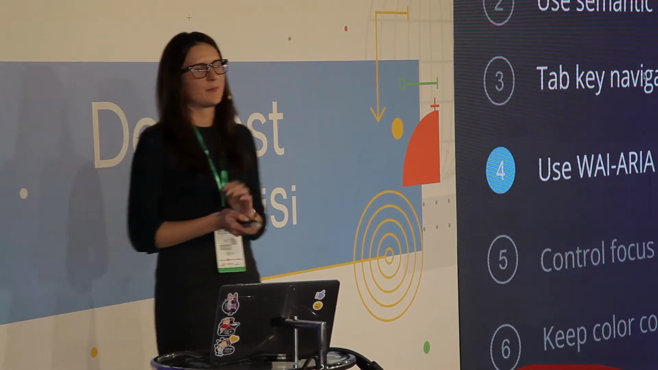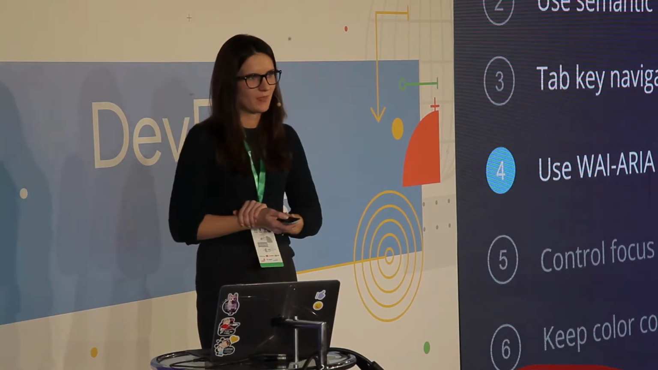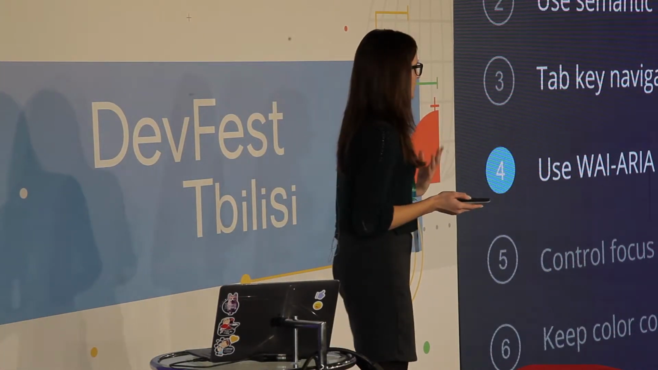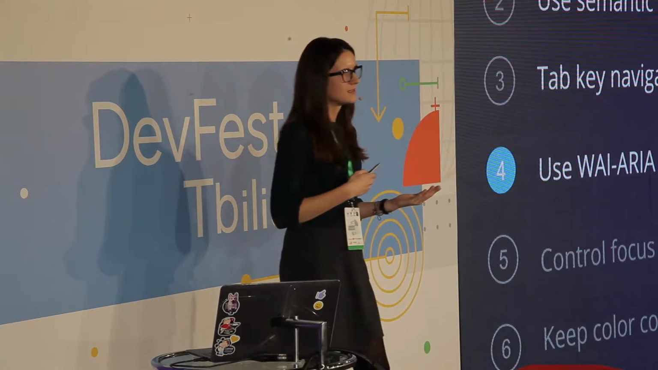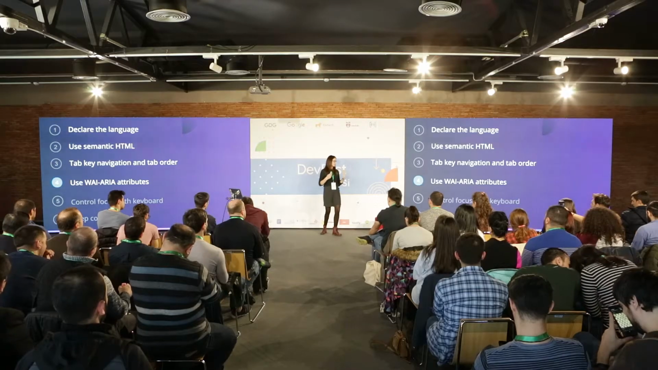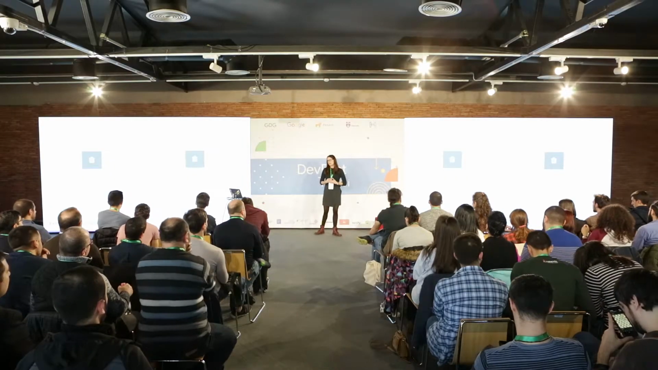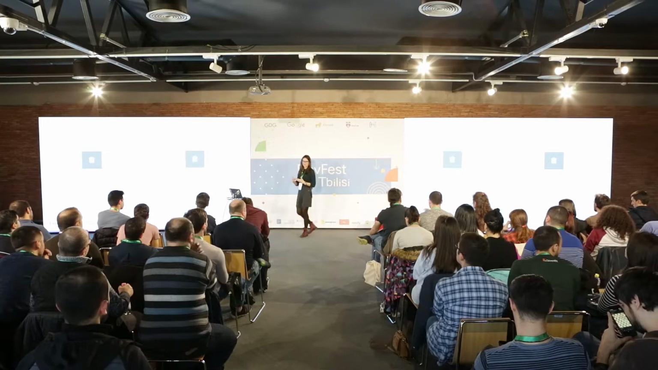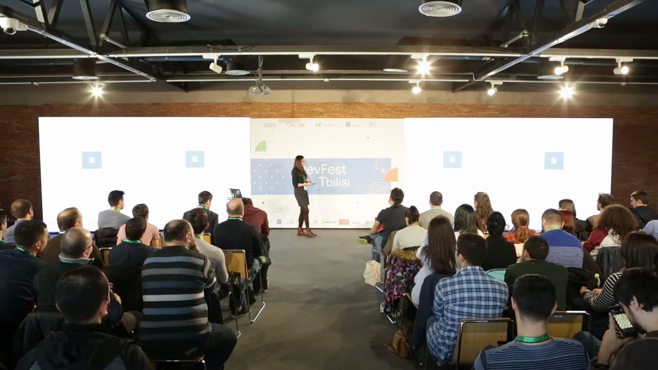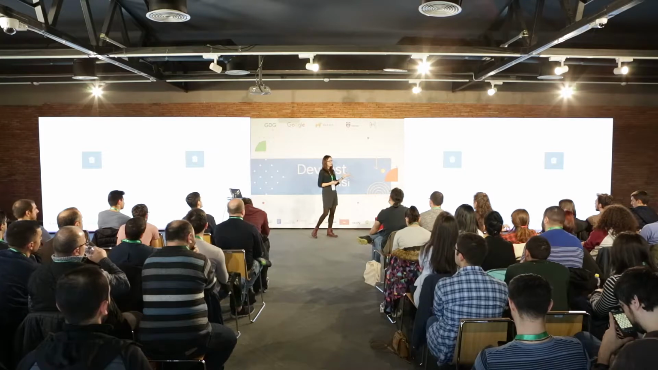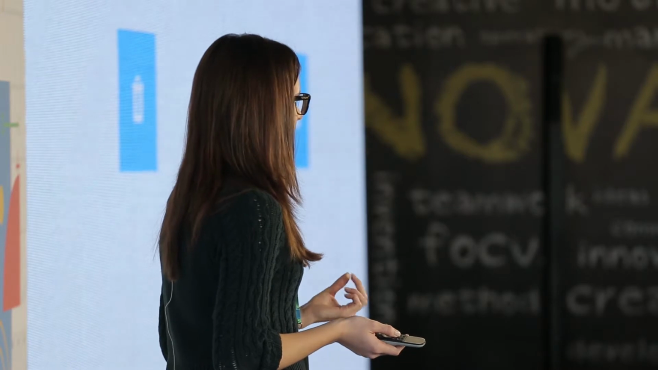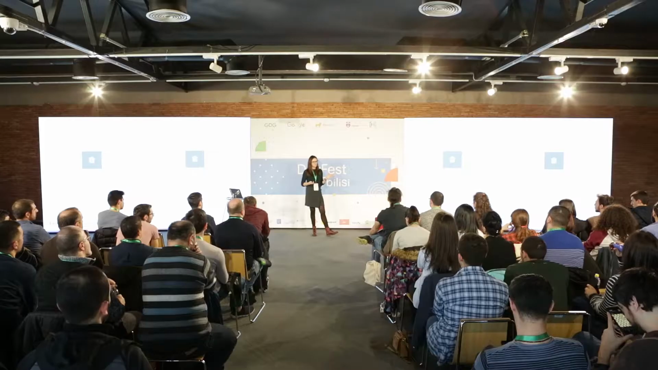So the first step, using ARIA attributes. I covered in the second step to prefer to stick with semantic HTML, but sometimes you can't, because you need to build some menus, as I showed, or some custom elements. And for example, I also have these two buttons that look the same. You know this is a delete button because it has a delete icon. If you click on it, it will probably delete something, right? But a blind user will never know it because he doesn't see it.